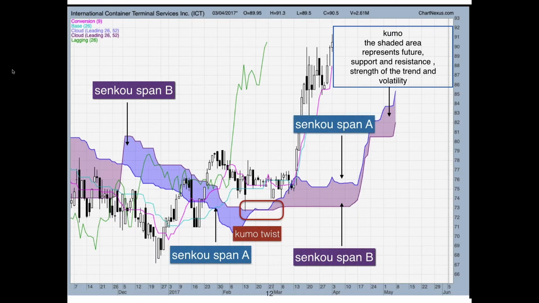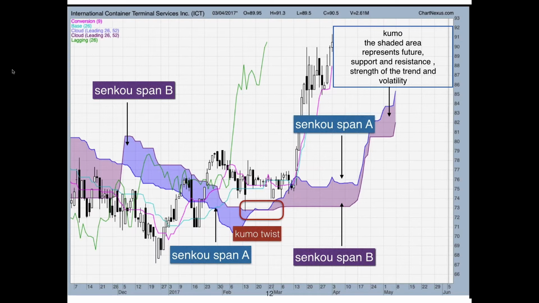Now the Senkou Span B is also known as the leading line 2. It is the average of the Tenkan Sen and Kijun Sen for the past 52 periods, plotted 26 periods forward. The Kumo is the shaded area between Senkou Span A and B.